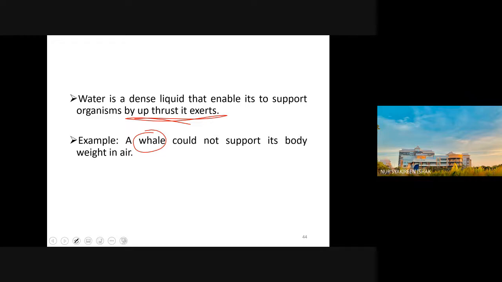Okay, so how come that these animals that are really heavy are able to live in the ocean without sinking? Because water can support the organism. Okay, it provides upthrust force. That is buoyancy. So that enables the aquatic organism to be able to swim in the ocean, for example.